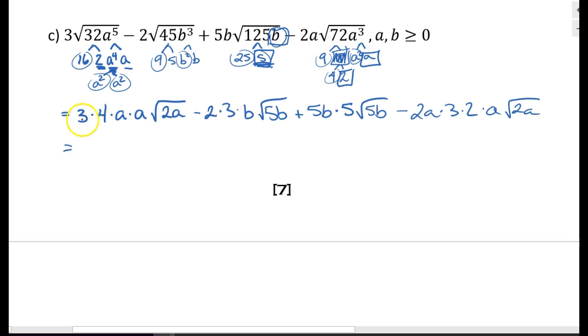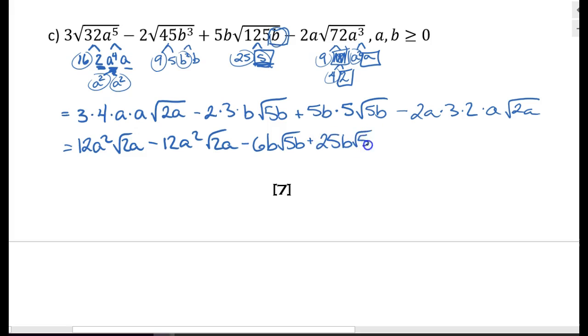So we want to simplify this even further before we continue and try and match things up. We've got 12a square root 2a. I'm going to rearrange this so that they're beside each other. So 2 times 2 is 4 times 3 is 12, so minus 12a square root 2a. Then I've got negative 6b root 5b plus 25b root 5b.